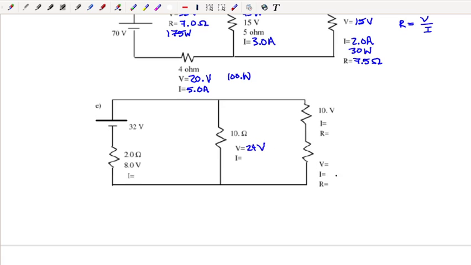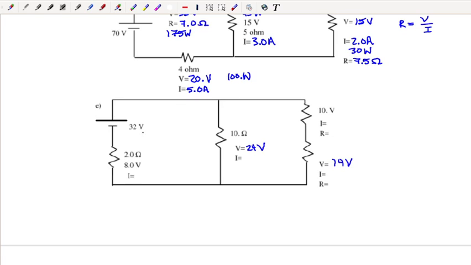And 24 volts also needs to be lost in the parallel path. So that means if I lose 10 volts in the top path, or in the top resistor, I must lose the remaining 14 volts in the second resistor. See how that works so far?